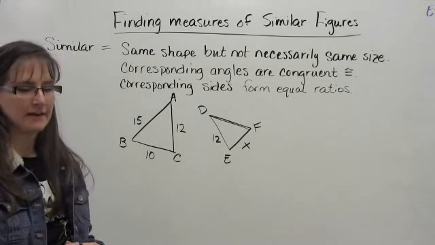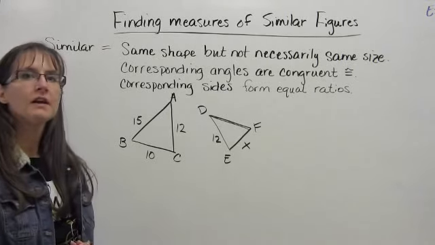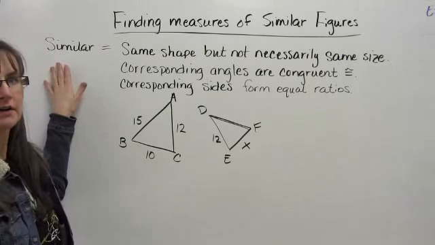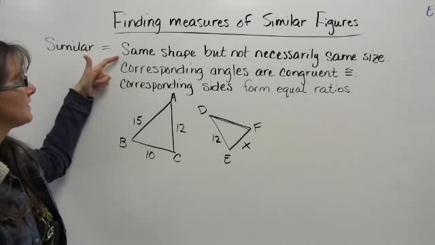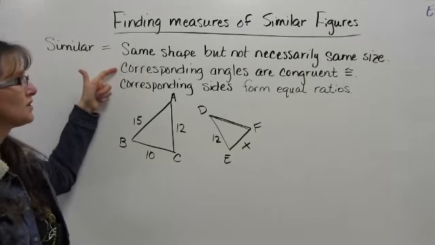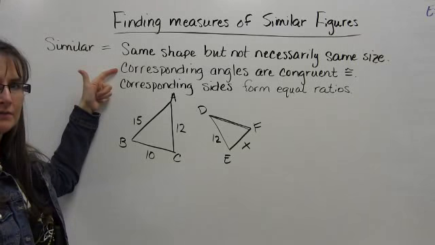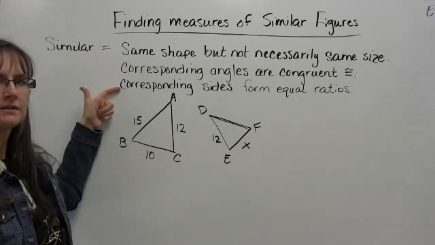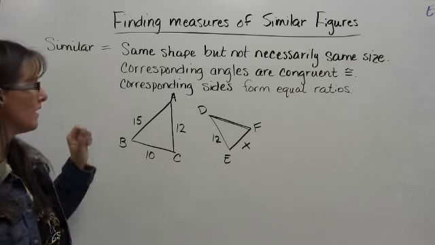Today we're going to be talking about finding measures of similar figures. Let's revisit first what similar figures are. Remember, similar figures have the same shape but not necessarily the same size. Your corresponding angles are congruent, meaning they're the same measurement, and your corresponding sides form equal ratios.